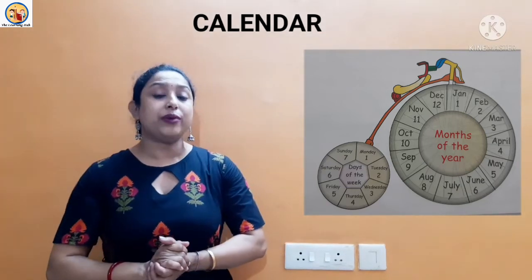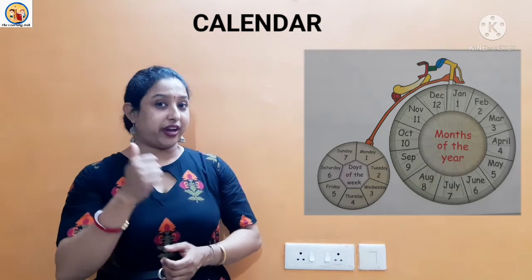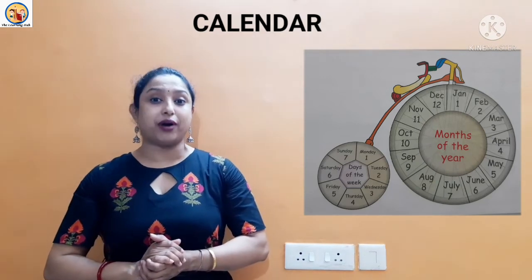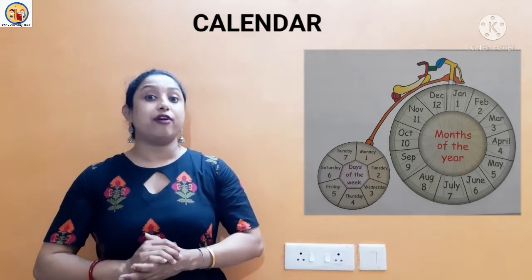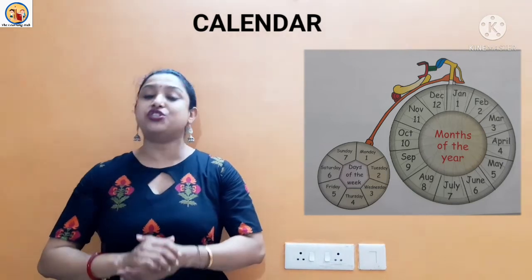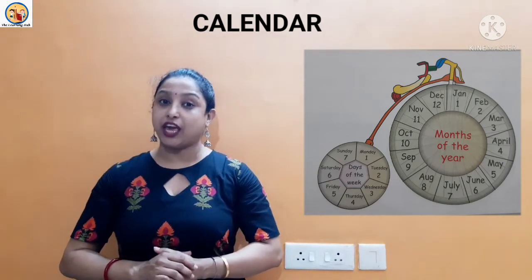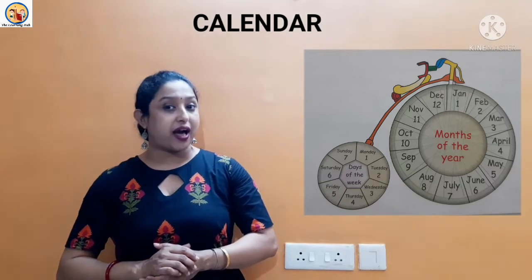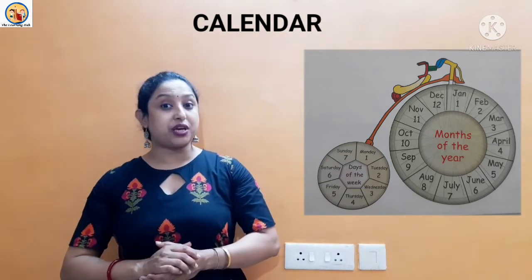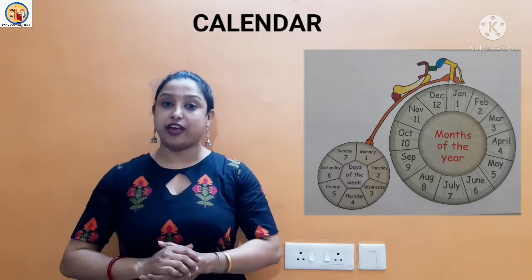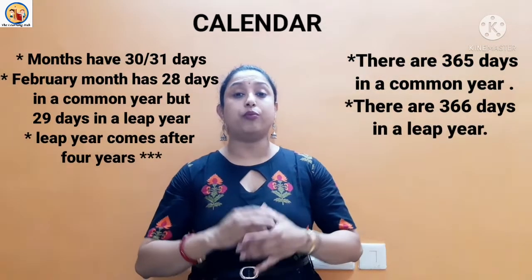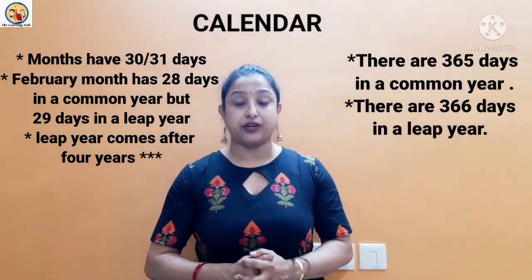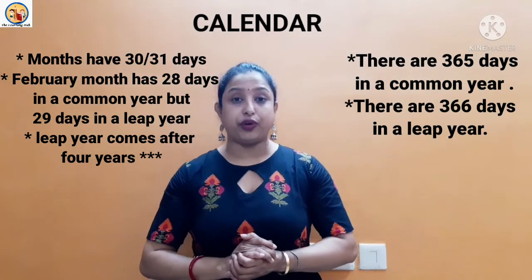So children, how many months are there in a year? Very good. There are 12 months in a year. What are those months? January, February, March, April, May, June, July, August, September, October, November and December. Very good. Great job. Now children, I am going to share a few more important points about the calendar. So everyone listen very carefully.